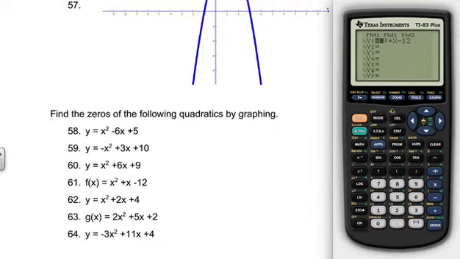Next one, 62. Y equals, I'll hit clear. And I'll go x squared plus x. This time I'll hit the plus 2x for 62. Plus 2x plus 4. There you go, and I'll hit zoom 6. Graph this one. This one's kind of a curious graph. Let's take a look at it a little bit more.